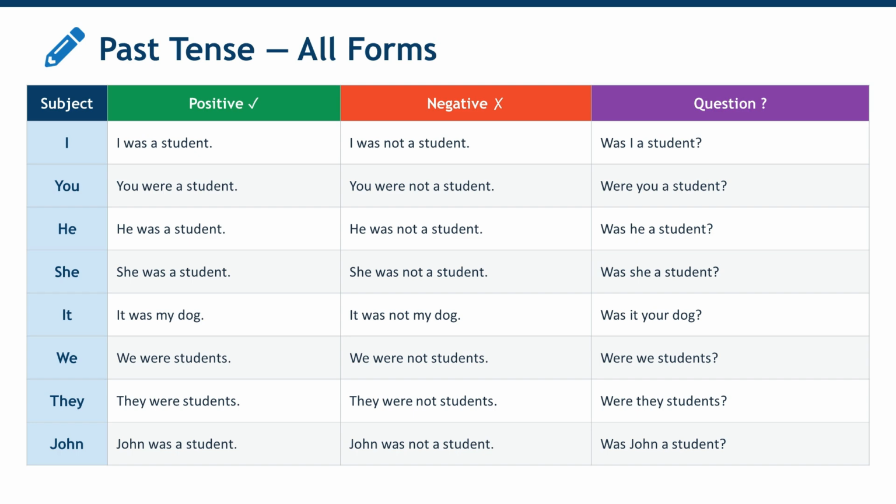For negative sentences, we simply add not after was or were. I was not a student. You were not a student. He was not a student. She was not a student. It was not my dog. We were not students. They were not students. John was not a student.